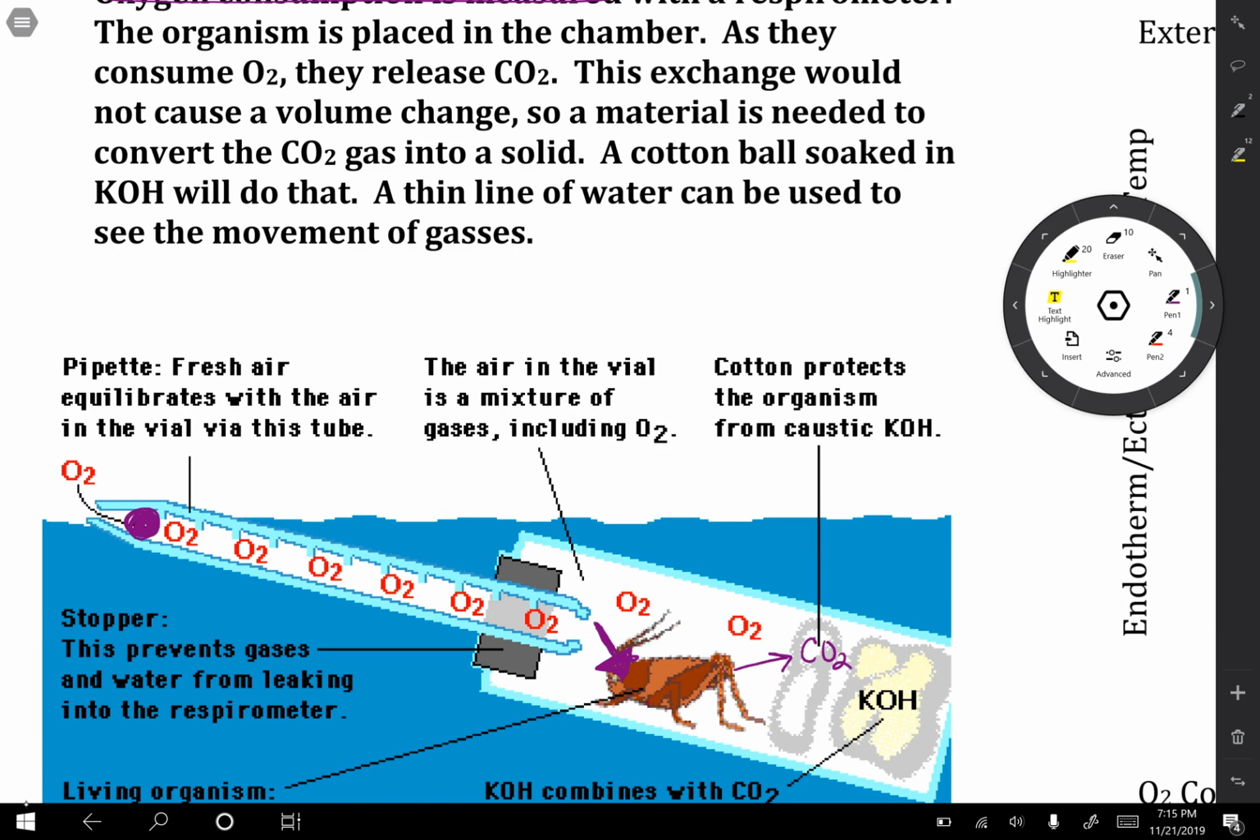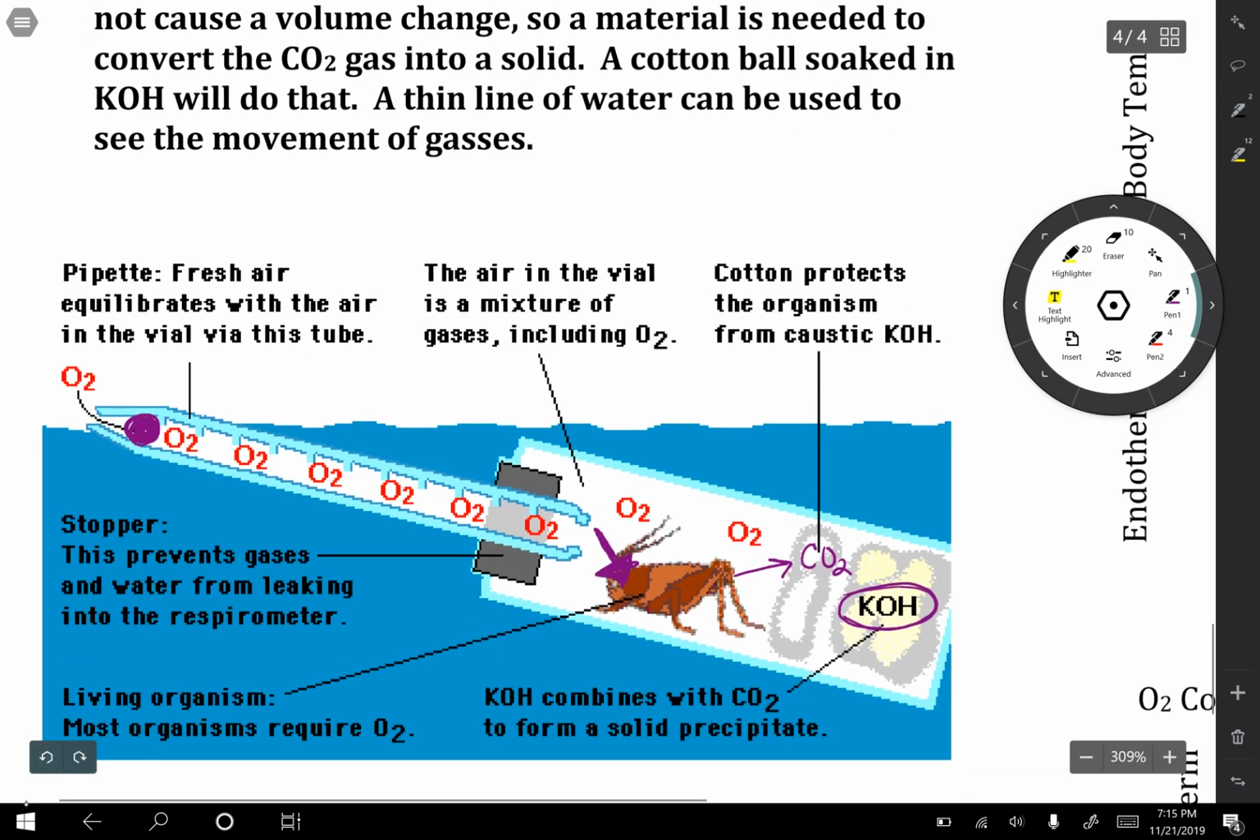So scientists were like, okay, what do we need here? Well, we need a chemical. So they came up with potassium hydroxide, and they soaked it in a little bit of a cotton ball. Every time the organism breathed in oxygen, that was great. They breathed out CO2, that was great. This CO2 then went to the potassium hydroxide, and it turned into a solid precipitate. Because of that, as this organism breathes, you're going to end up with less gas in the chamber. That's going to cause a vacuum.